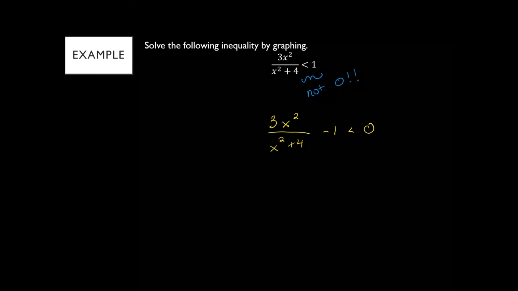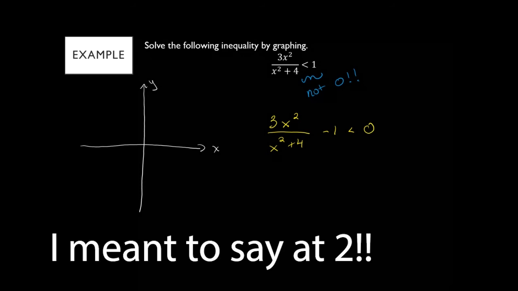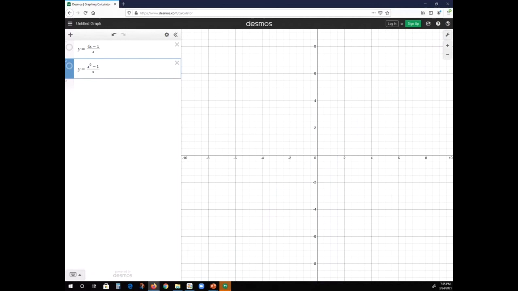Now, when we're solving by graphing, that won't matter too much. We can still put this in Desmos, and because of that -1, our horizontal asymptote is probably going to be at 2. I don't think we're going to have any vertical asymptotes, so let me put this in Desmos. y equals 3x² over x² + 4, and then -1. Okay, yeah, so our horizontal asymptote is now at 2 instead of 3, and we have no vertical asymptote.